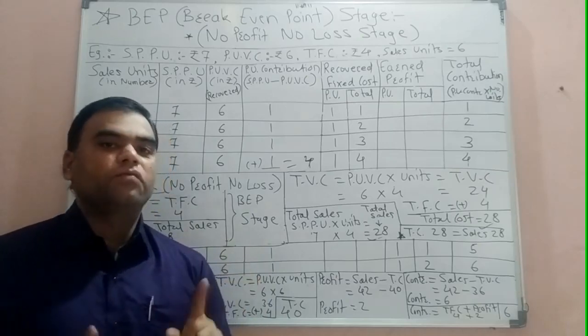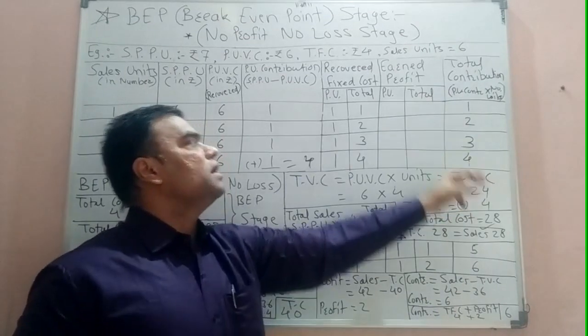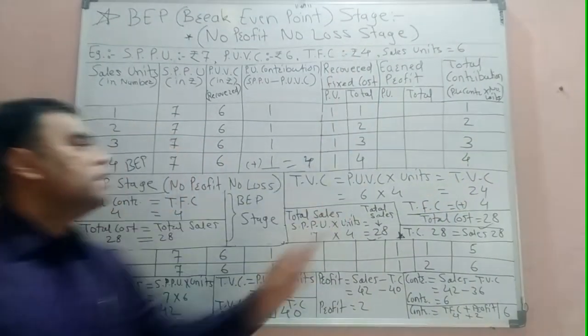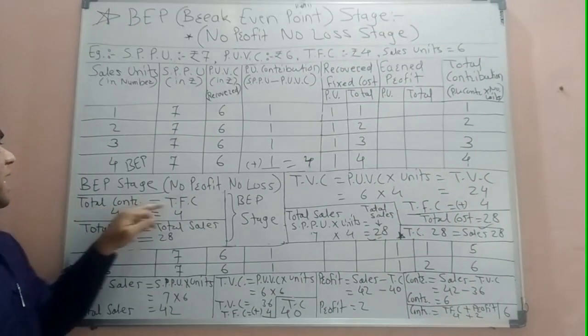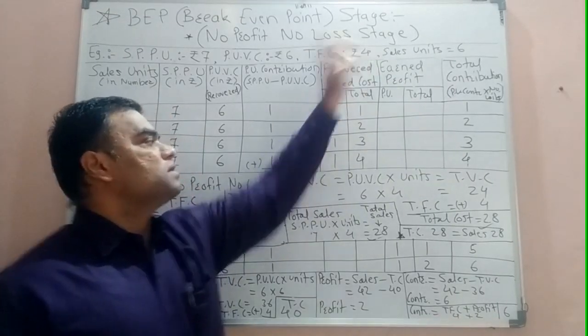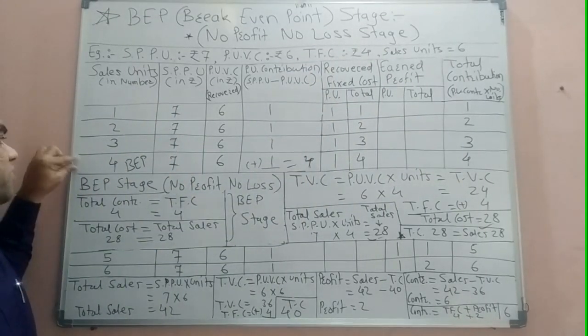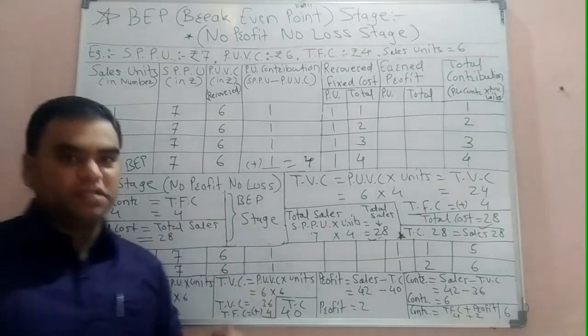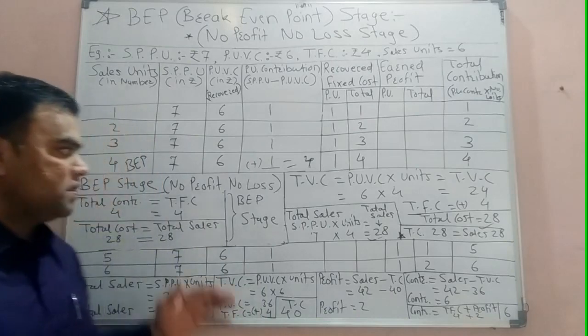What we have discussed is what is meant by BEP stage, the no profit no loss stage. It comes when total contribution and total fixed cost become exactly equal. Total contribution is 4 and total fixed cost is also 4 when we sell 4 units. Means 4 units is the BEP units. Means BEP sales is, how much is BEP sales?